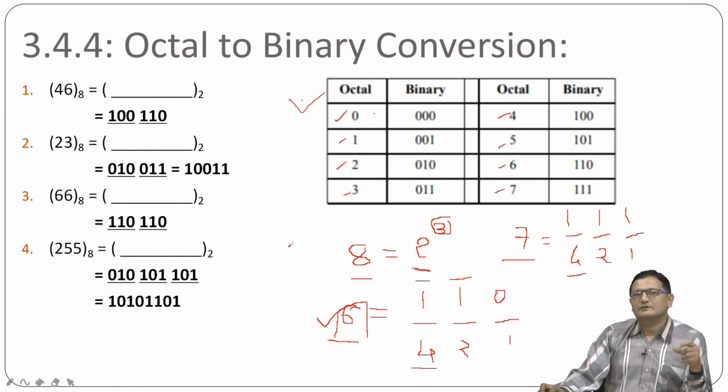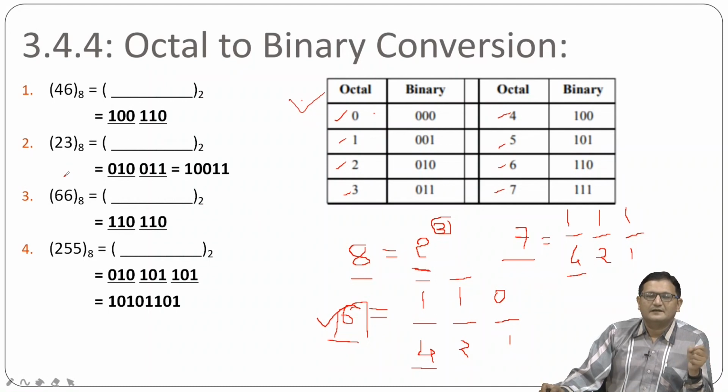Okay, so it's quite simple, right? Now how can we convert an octal number into binary? So for example, let's suppose 46 is given. What is 46? It is an octal number, right? And you need to convert it into binary form. So the number is actually made of 2 digits, right? So the first digit is 4. So you just see what is the binary of 4. It is 100, right?